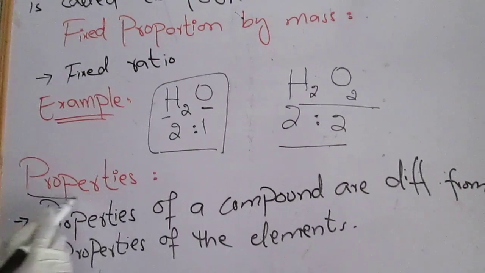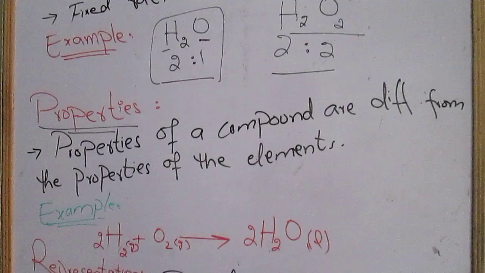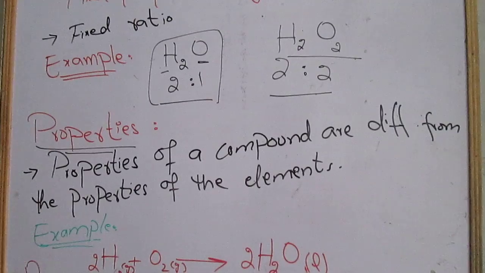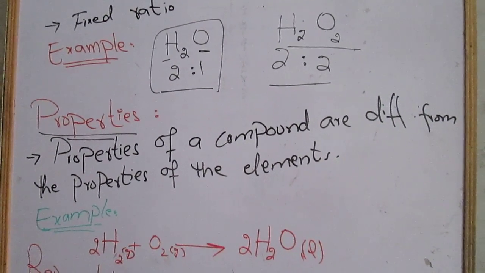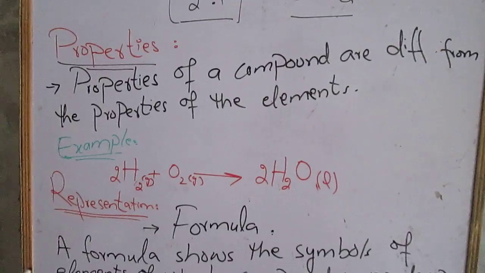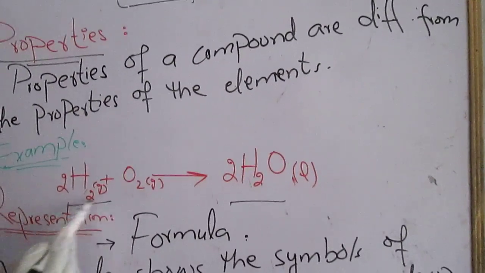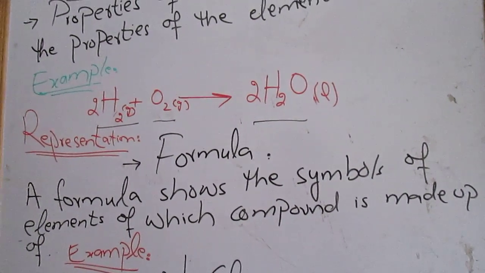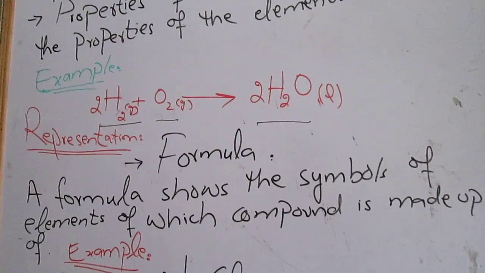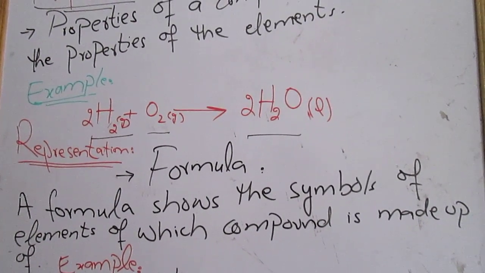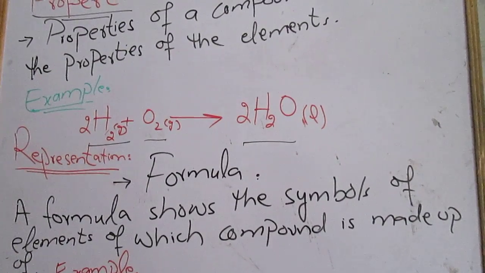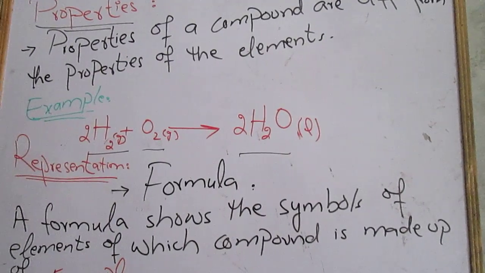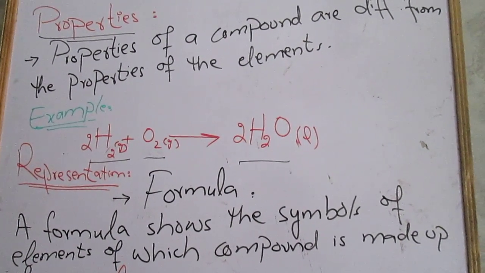Now the properties of a compound. The properties of a compound are different from the properties of the elements from which the compound is made up. How? It is explained by this example: water is formed from two gases, hydrogen and oxygen. Both are gases, and when these two gases combine together in a chemical reaction, they form water, and water is in liquid form. So the properties of hydrogen and oxygen are different from the properties of water.